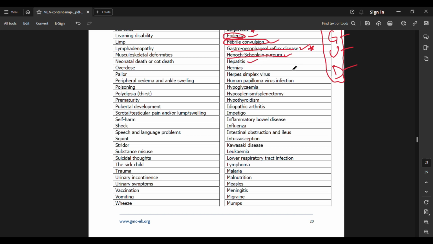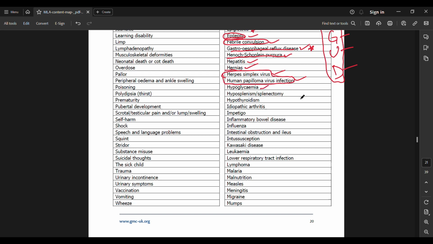Hepatitis, again, one of the causes of jaundice, very important. Hernias in children, make sure you learn that well. I would say more of a newer topic. I haven't seen this in the context of pediatrics as much. Herpes simplex virus, important, human papillomavirus, herpes simplex, mother to child transmission. Make sure you do these well. It is tested in MCQs extensively, may show up in your OSCE exams. They may show you a picture as well.